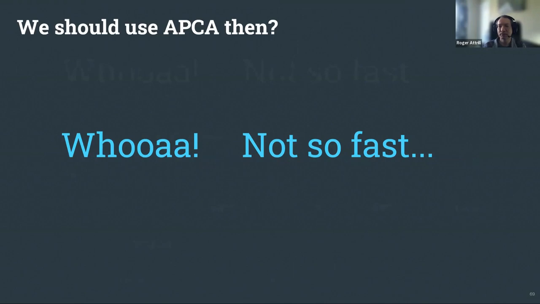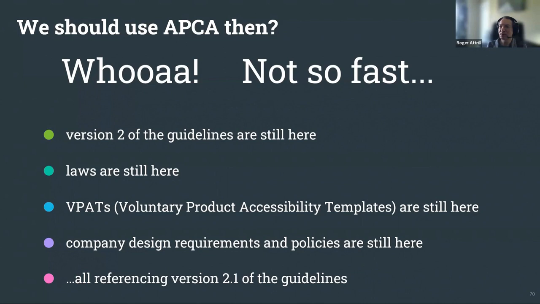Right now, we can't all start using this new tool because, well, version 2 of the guidelines are still here, the laws are still here, VPATs, which is voluntary product accessibility templates, they're still here, being based on version 2. Company design requirements and policies are still here, and they all typically reference version 2.1 of the guidelines, or even earlier on occasions. It's still too early to switch our tools. It's not practical or desirable to go back and fix all the work we've done before, but for a while, many of us aren't even going to be able to improve things going forward either, and that kind of hurts now that we know how to improve.